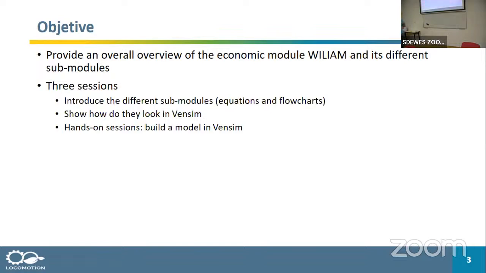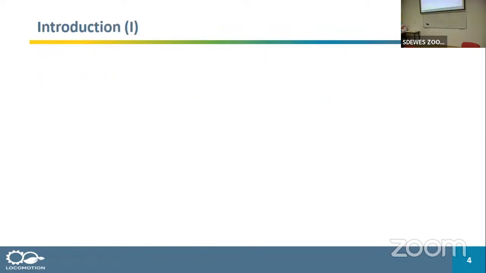And after this session, and after the coffee break, Paola will show how the model looks in Vensim. And we will go through the different views of the model, that more or less every submodule of the economic model has its own view. And then after the lunch break, Guillermo, with the support of Paola and myself, will chair this hands-on session, in which we will try to build a macroeconomic model in Vensim. So we will start from scratch, and we will write the equations in Vensim. We will introduce the data, and we will try to do some simulations.